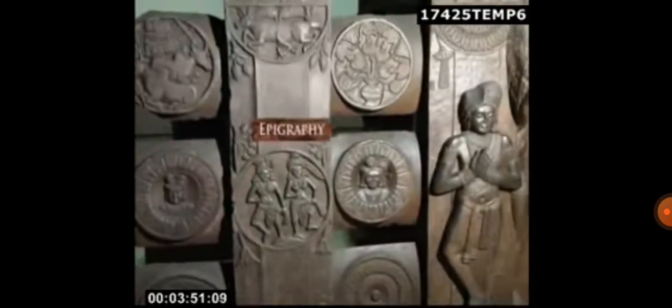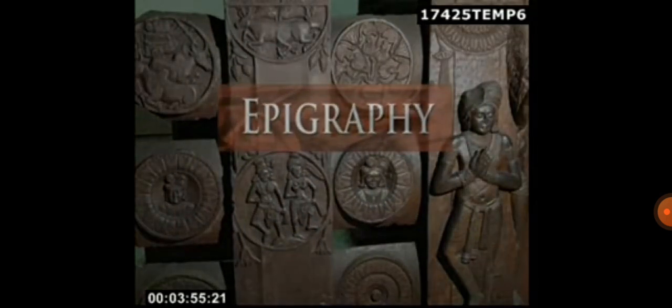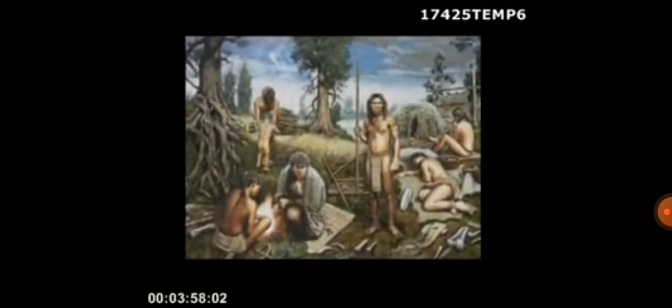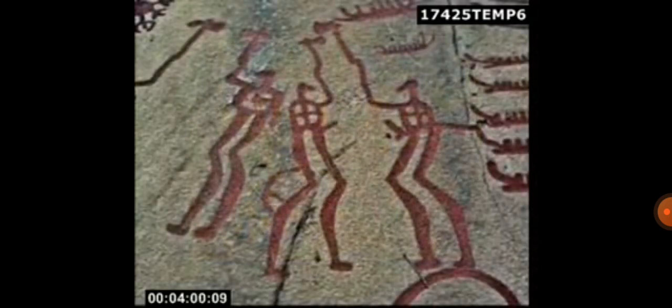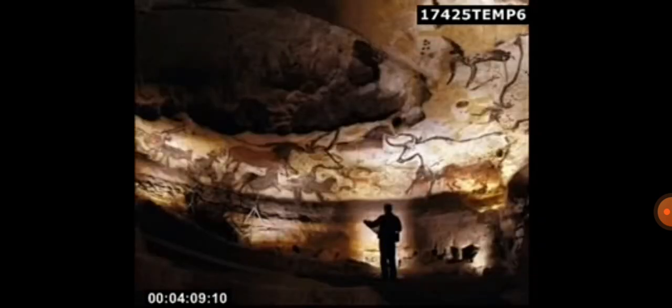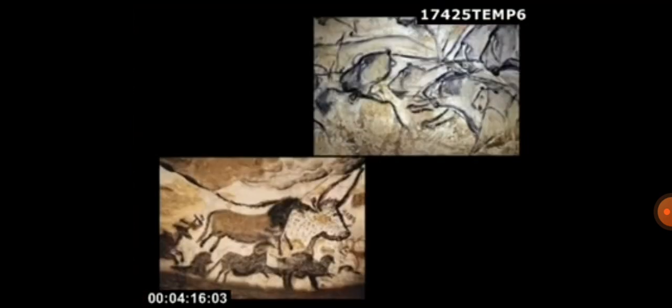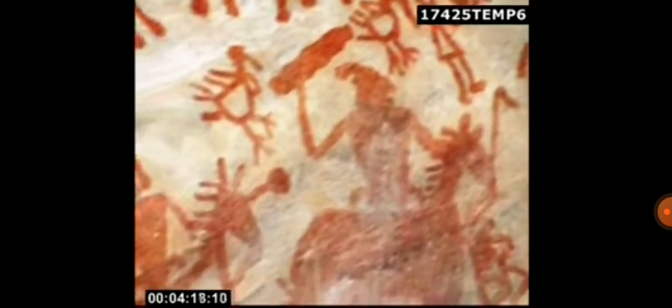This program is an episode in the first paper on history. It deals with epigraphy, one of the major sources of ancient history. Human beings, no matter where they lived, have left their marks in various ways, on cave walls, rocks, and probably on other materials as well, but they have not survived the forces of nature.